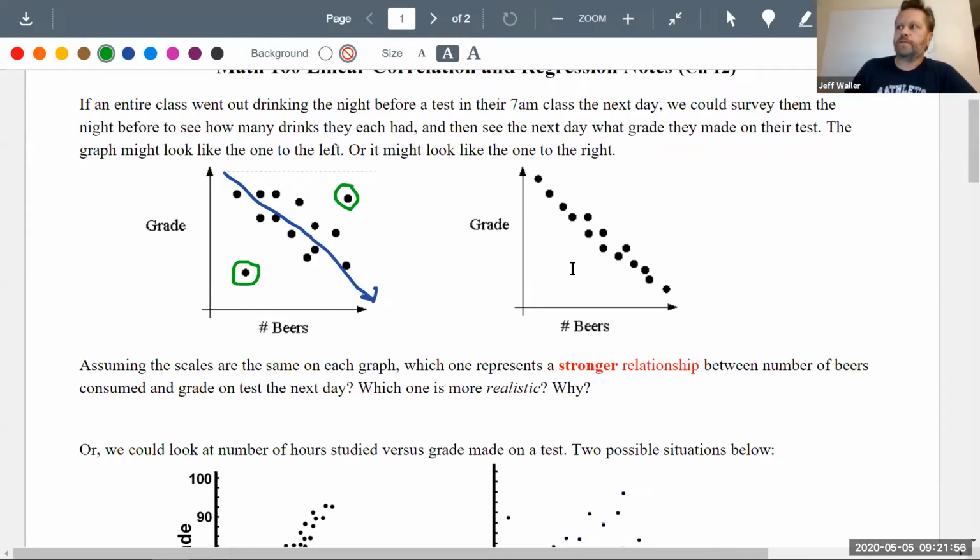But which one of these two, this is the same idea, but is it a stronger relationship or a weaker relationship? That's kind of a silly question, but let me just see what you say. It is definitely stronger. Now, why did you say that?